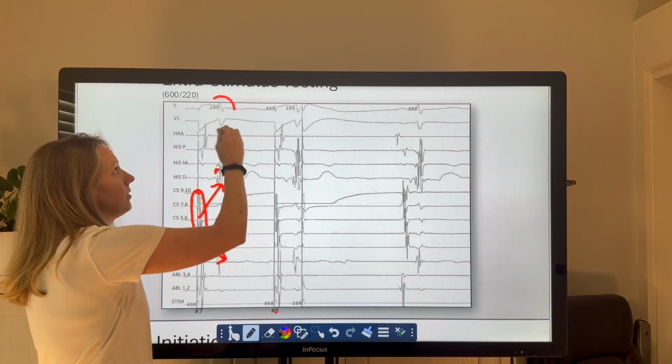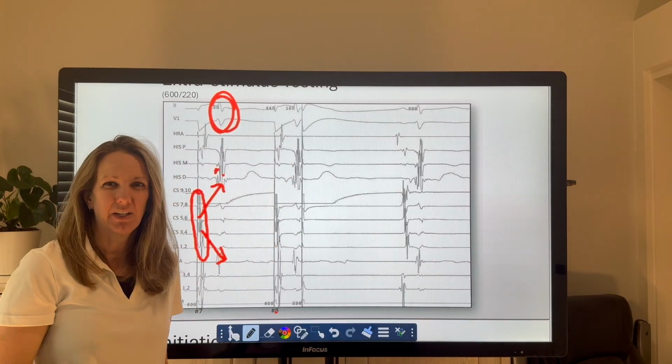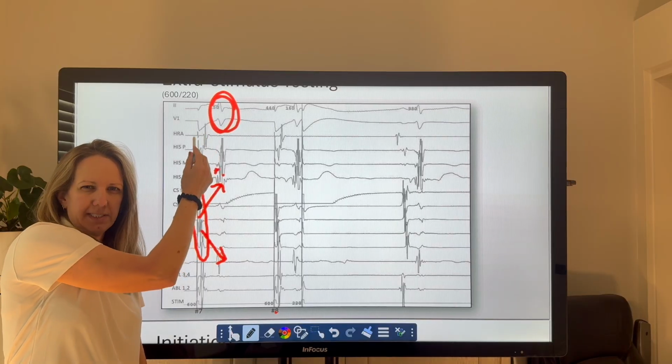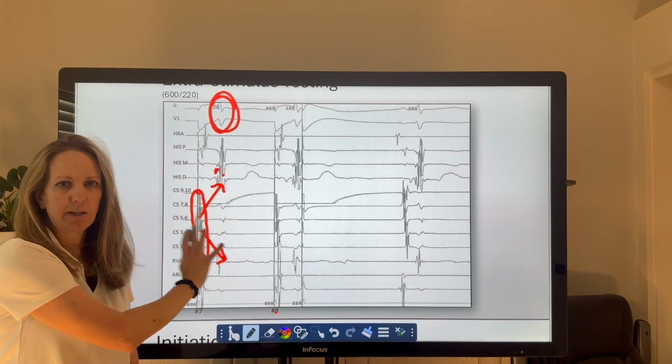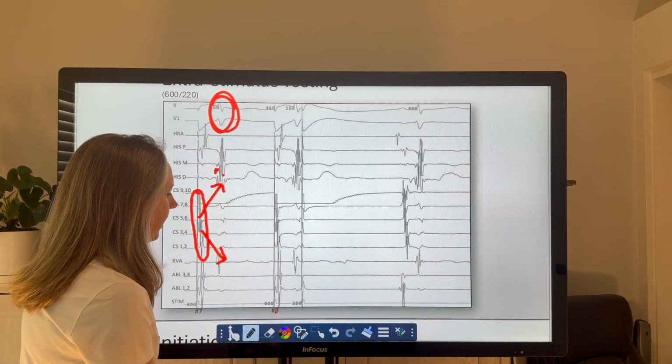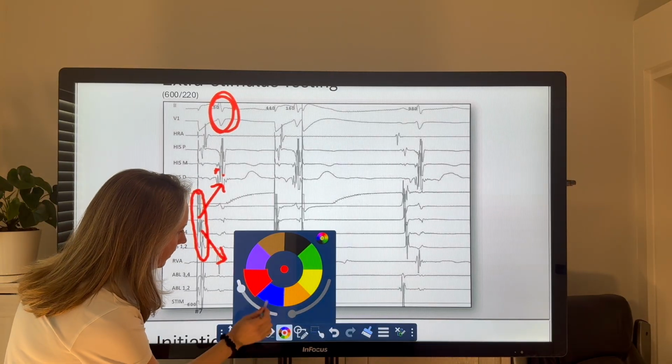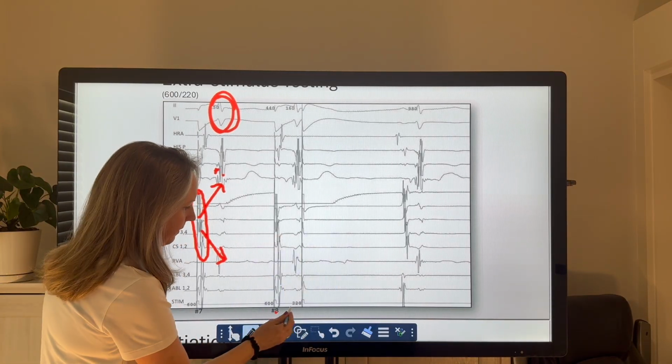Don't forget, you can use surface ECG to make that easier. It's always easy to see the QRS up top. Sometimes this gets a little muddy. All right, now let's move in to our extrastimulus.